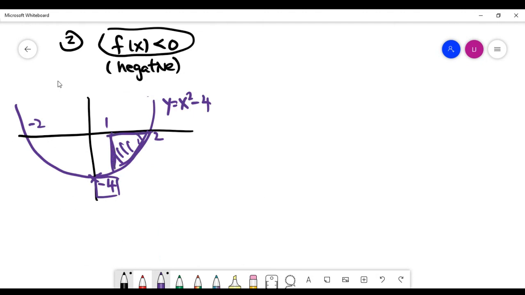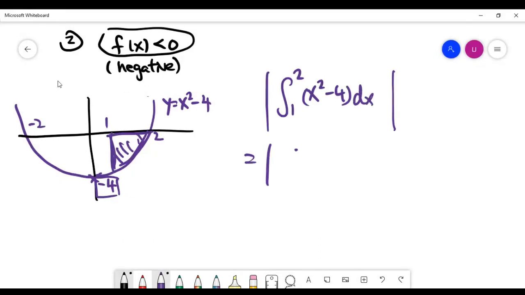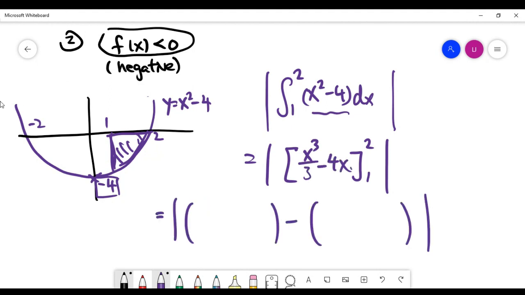Let's try to find the area of this part. Based on what I said before, let's look at the absolute value of the definite integral from 1 to 2 for the function x squared minus 4, right? Once again, it's quite an easy exercise. We just need to find the antiderivative for x squared minus 4, which is x cubed over 3 minus 4x, right? Let's do this calculation together. For the first bracket, you need to replace x by 2.